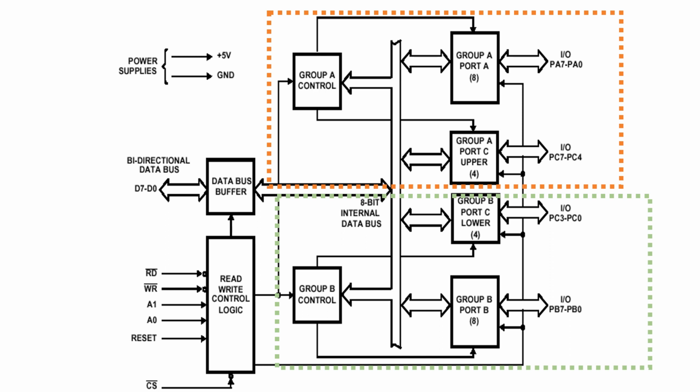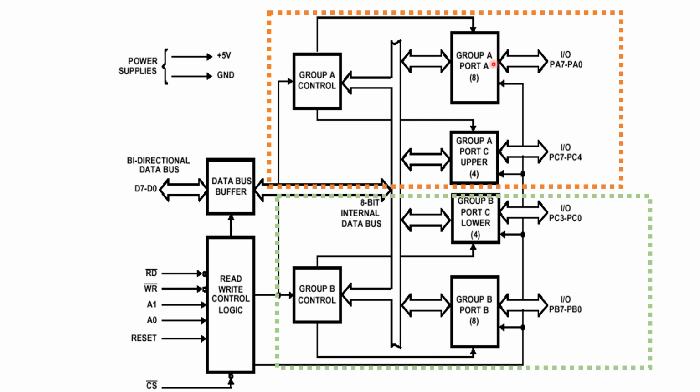In total, there are 24 input-output lines. That is 3 ports with 8 lines each. So total 24 input-output lines are there. So we can use these 24 input-output lines as 3 8-bit ports or 2 groups of 12 lines. So which are the 2 groups?